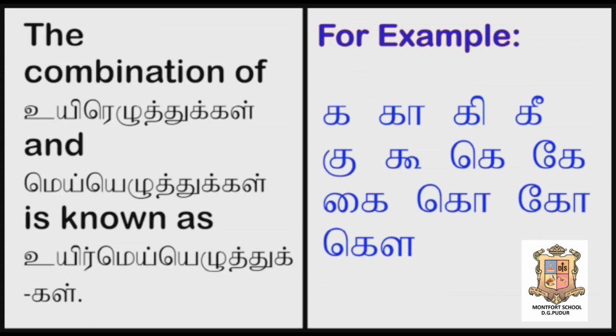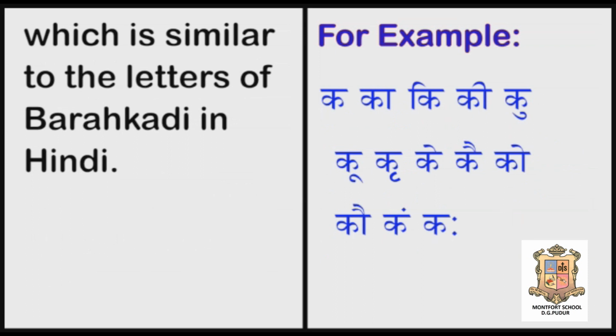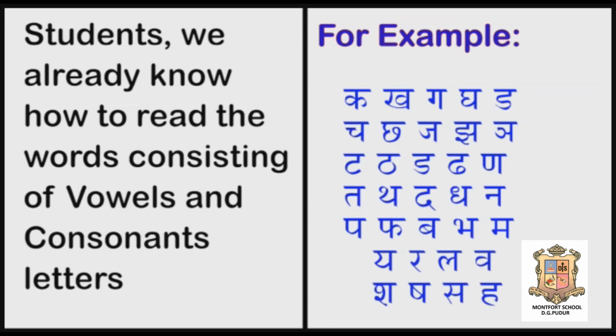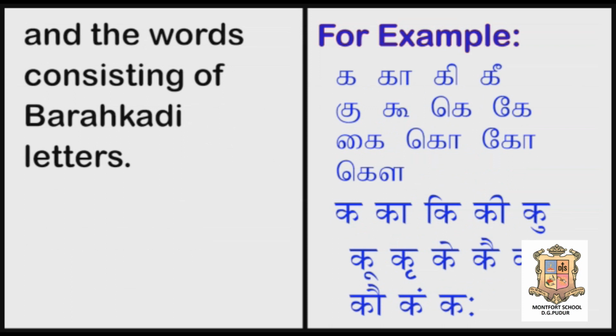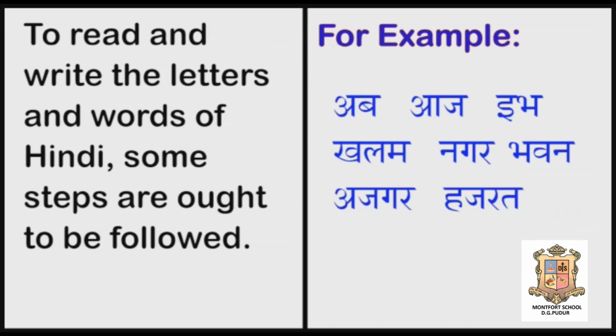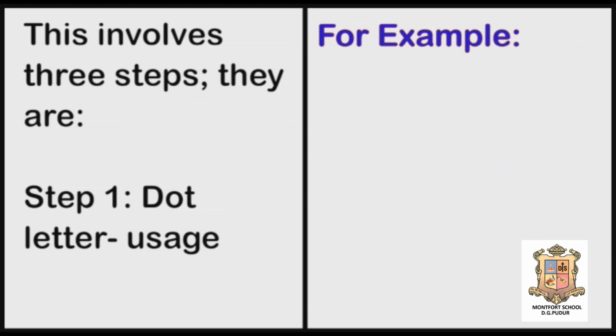The combination of உயிரெழுத்துக்கள் and மெய்யெழுத்துக்கள் is known as உயிர்மெய் எழுத்துக்கள், which is similar to the letters of Barakadi in Hindi. Students, we already know how to read the words consisting of vowels and consonant letters and the words consisting of Barakadi letters. To read and write the letters and words of Hindi, some steps ought to be followed. This involves 3 steps. They are: Step 1.